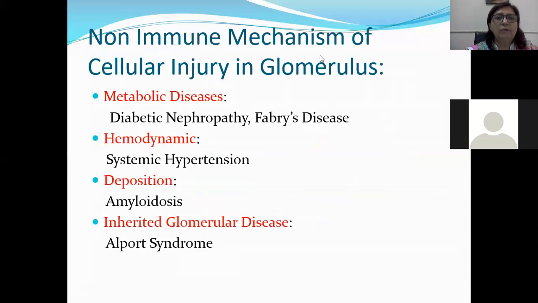So next is the non-immune mechanism of glomerular cellular injury. This is metabolic disease like diabetic nephropathy. Fabry's disease is not immunologically mediated. Hemodynamic stresses like systemic hypertension can give rise to glomerular injury. Deposition of material, as in amyloidosis. Amyloidosis you have done in your third year. It is pinkish acellular material, which is beta pleated, and it gets deposited into the kidney, leading to sclerosis of the glomeruli and nephropathy. Inherited glomerular diseases like Alport syndrome are all non-immune mechanisms of glomerular injury.